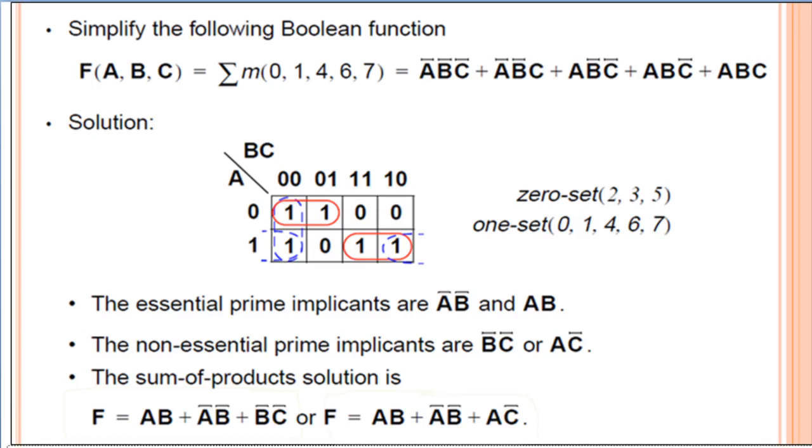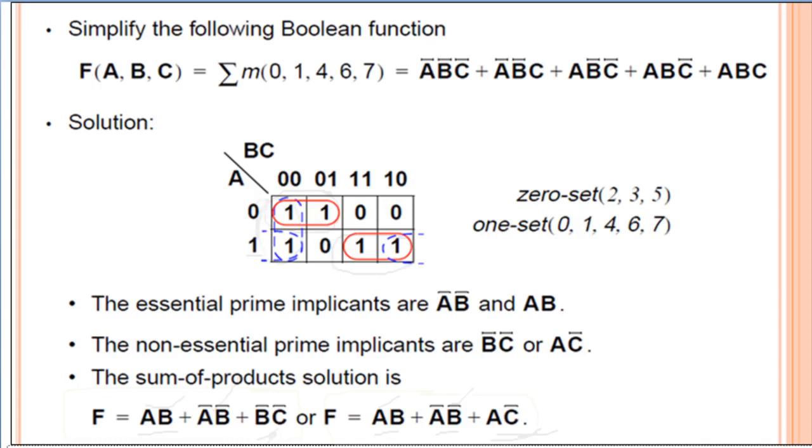The identity for this group becomes a bar b bar. The identity for this group, that means for this group, this will be from this a, and you will take the b, that means this will be ab. That means you will get the ab in both solutions. But the difference is in this term, that means this will be b bar c bar, from this group.